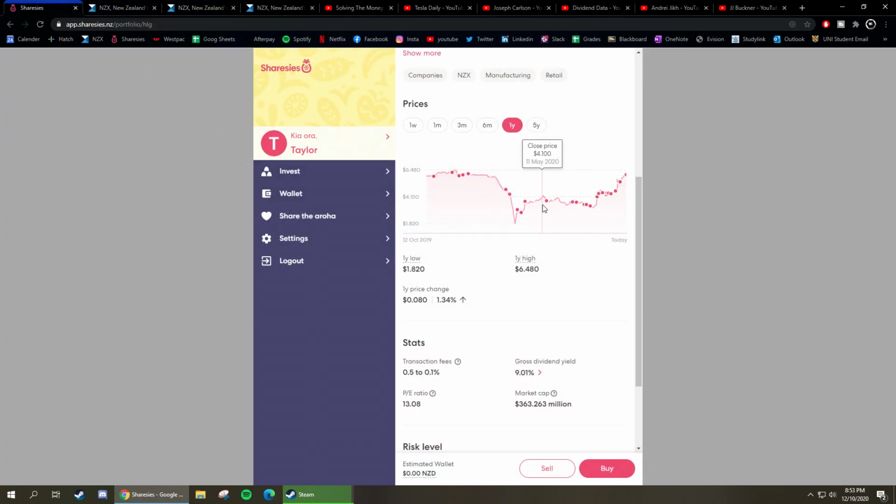So if we look back here around these two bumps, we'll see that it's around the 18th, 19th, 20th of August, and then again about the 24th, 25th of September.